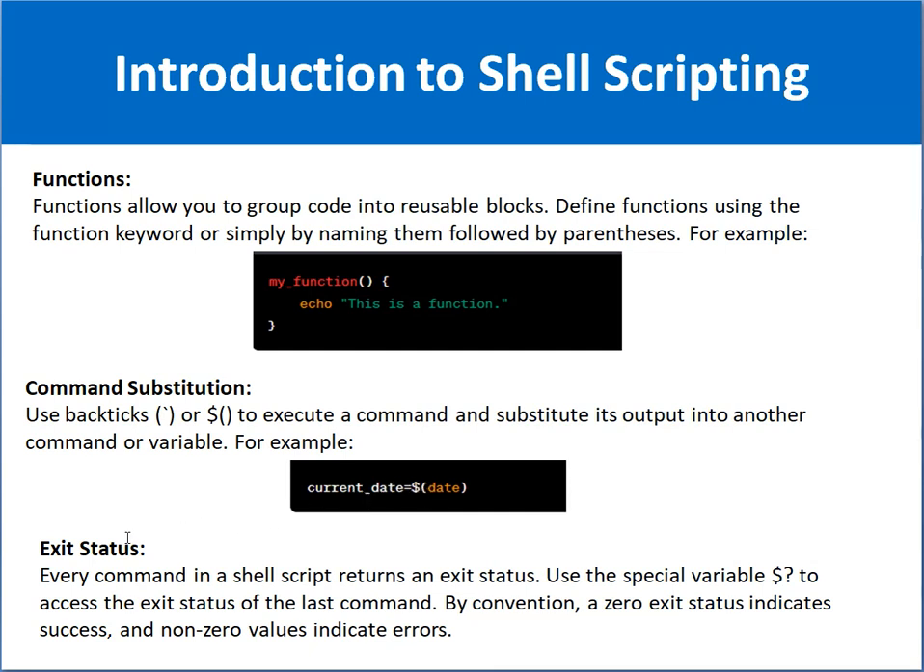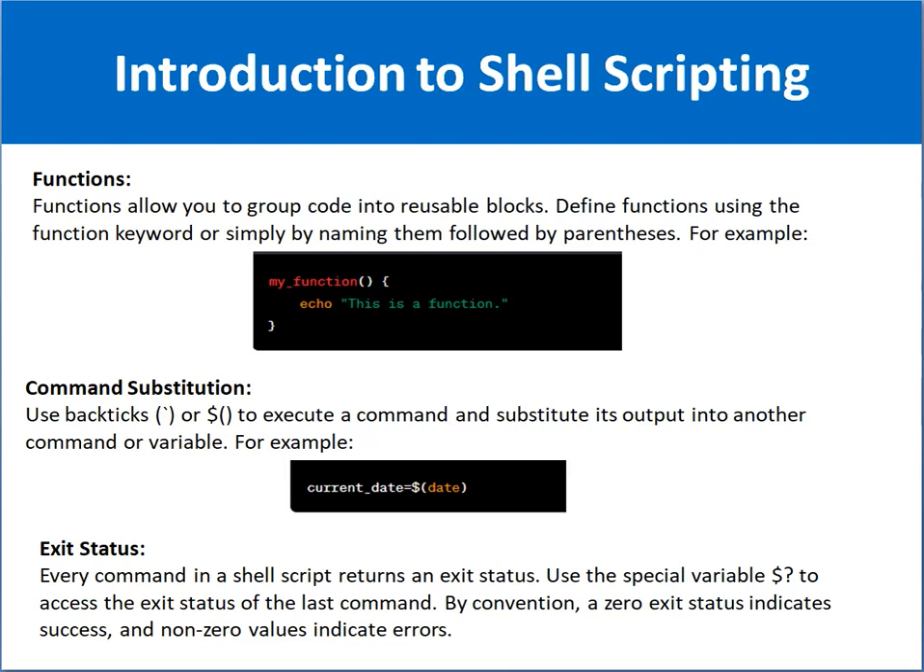Another is the exit status. Every command in a shell script returns an exit status. Use the special variable $? to access the exit status of the last command. By convention, a zero exit status indicates success, and non-zero values indicate an error.